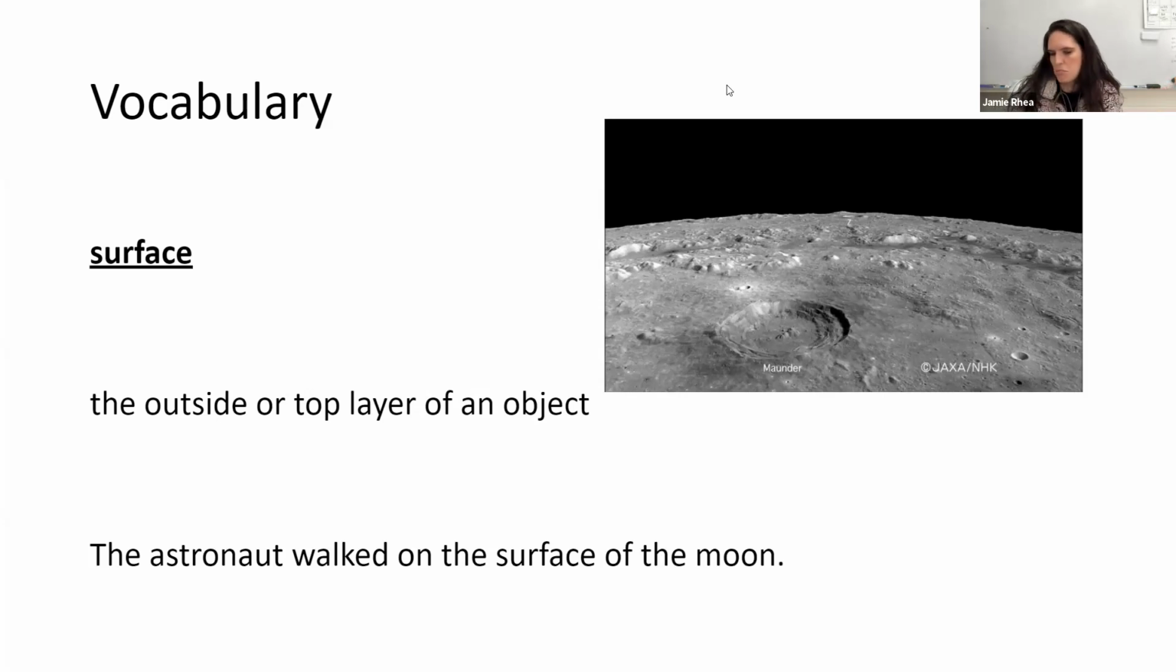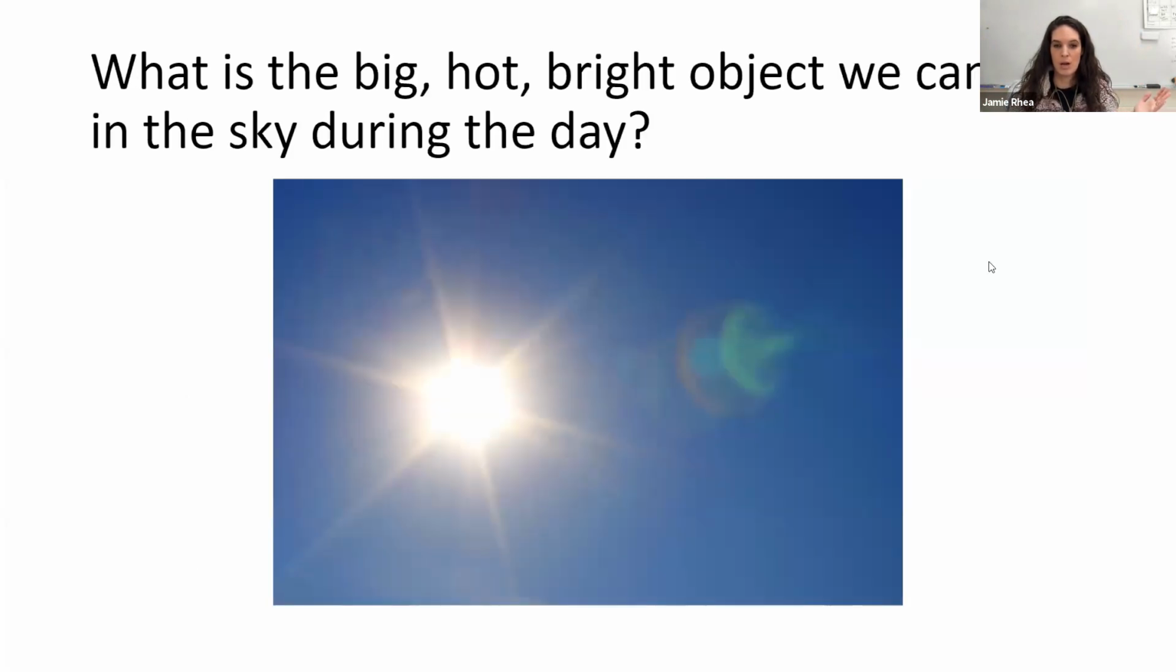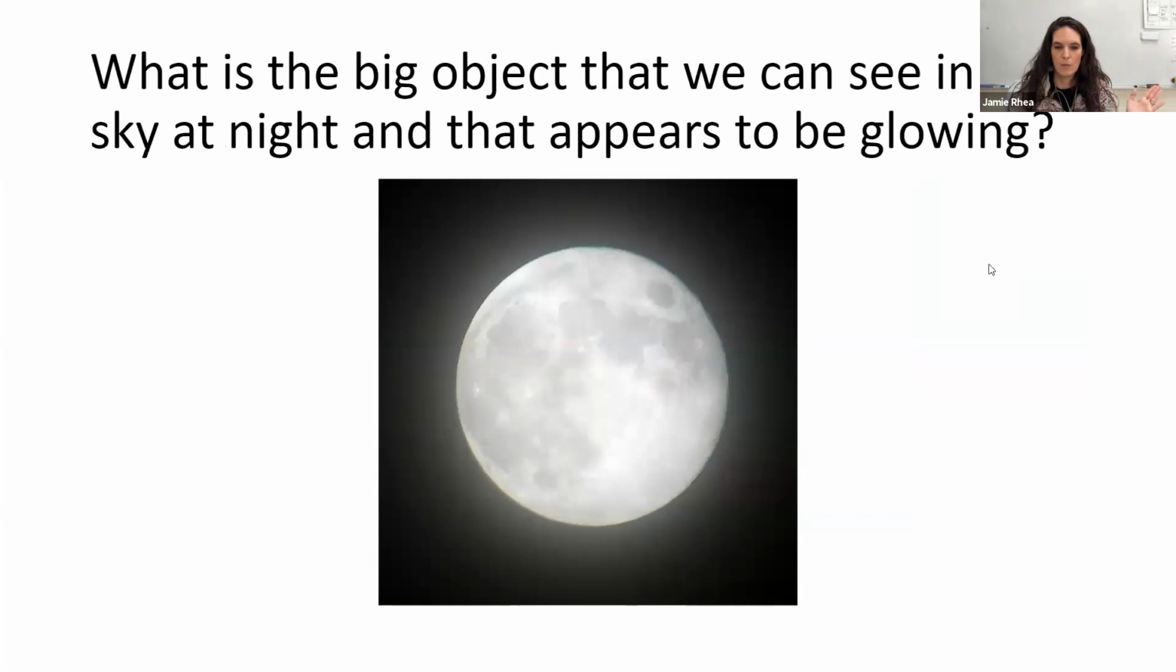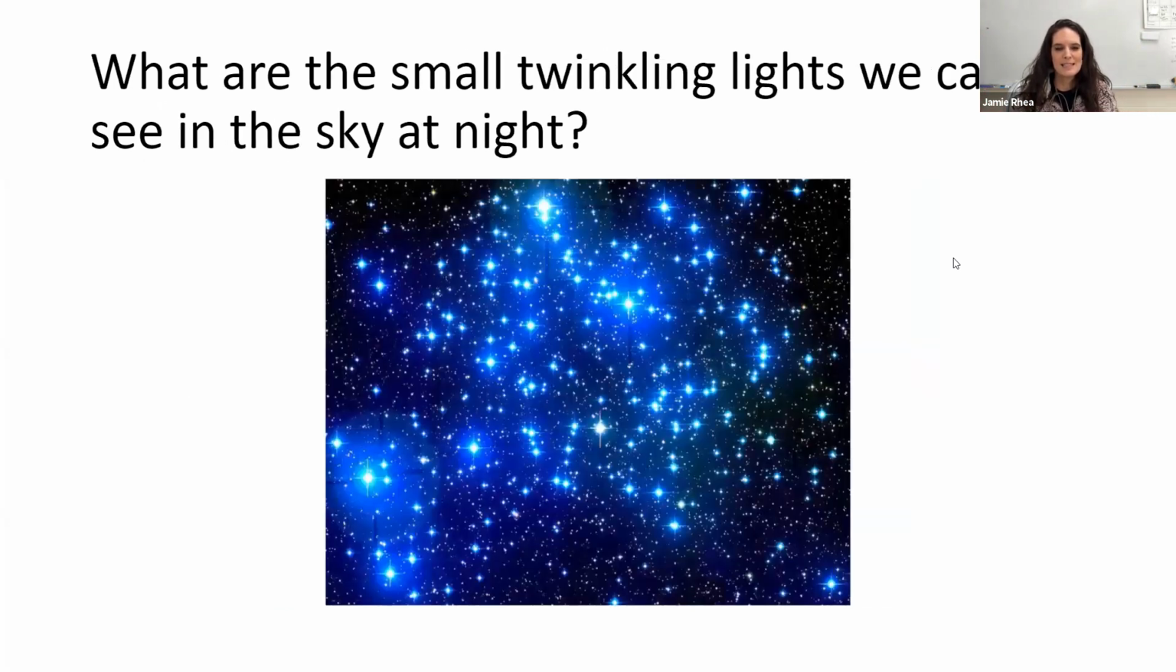What are some objects you can see from Earth in outer space? Let's give you a hint. It's a big, hot, bright object. We can see it in the sky during the day. The sun. The sun is in outer space. That object we can see at nighttime, it looks like it's glowing. The moon. And all the small twinkly lights that we see in the sky at night. Stars. All those things are in outer space. The sun, moon, and stars are all in outer space. And we're going to learn more about the sun, moon, and stars. But first, let's talk about something else.